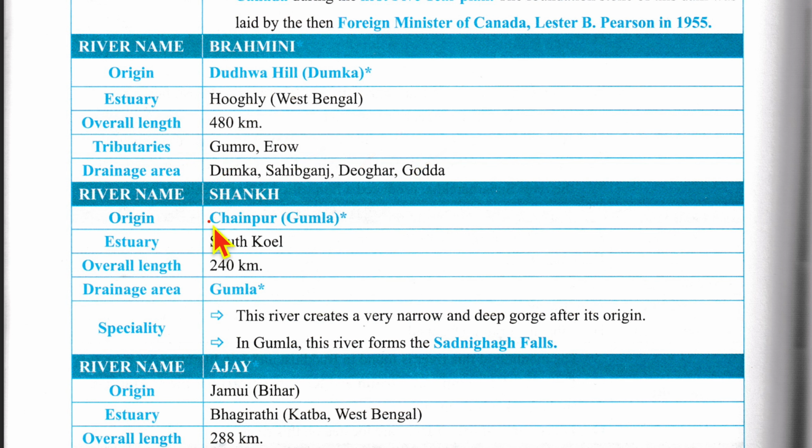Now Sankh River, it originates in Chainpur in Gumla. It forms a tributary of South Koel River. Overall length is 240 kilometers. Drainage area is covered mostly in Gumla district. Speciality is that this river creates a very narrow and deep gorge after its origin. In Gumla, this river forms the Sadnigha Falls.